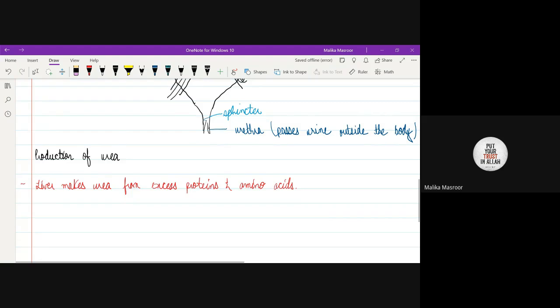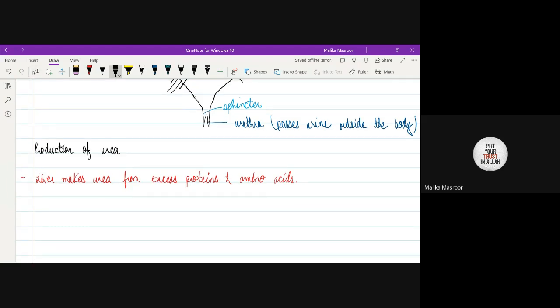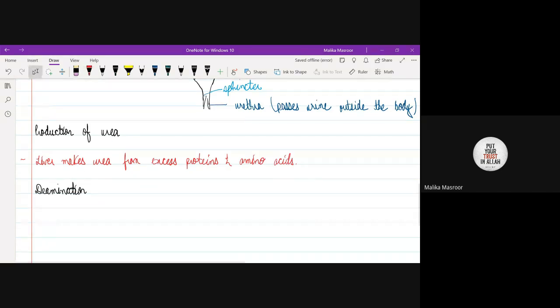Now, if they ask you to define deamination, it's just removal of the amino group from an amino acid. Any questions on how urea is made? Miss, could you repeat it so that I can write it down? Yes.